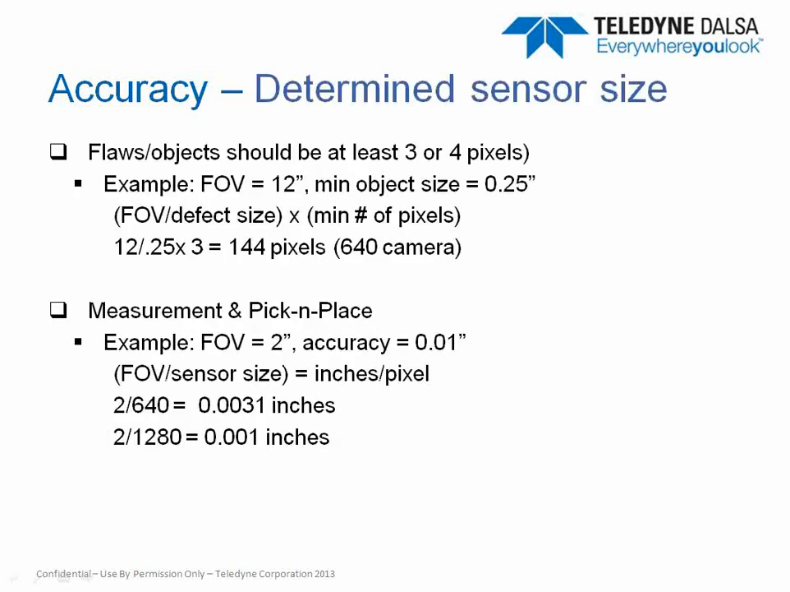To determine the sensor size for the accuracy, here are a couple of examples. If you're just doing flaw detection or just counting objects, consider at least 3 to 4 pixels for the object. So as an example, let's say we have a field of view of 12 inches, and the minimum object size that you're looking for is 1/4 of an inch.